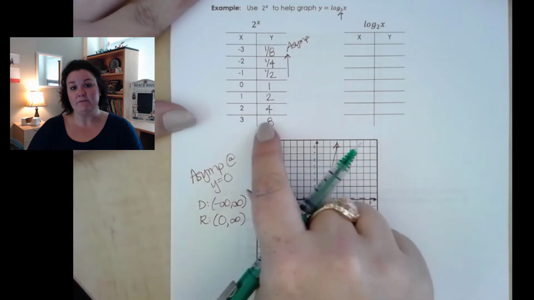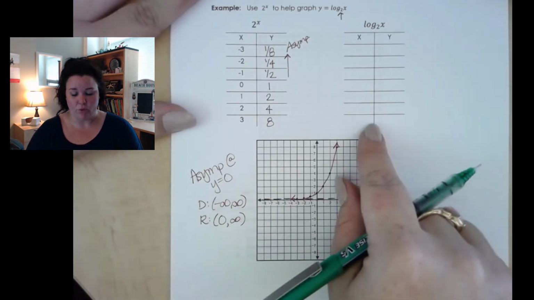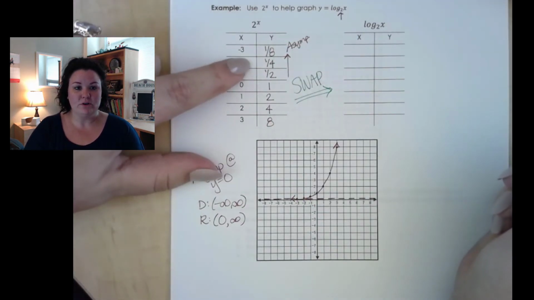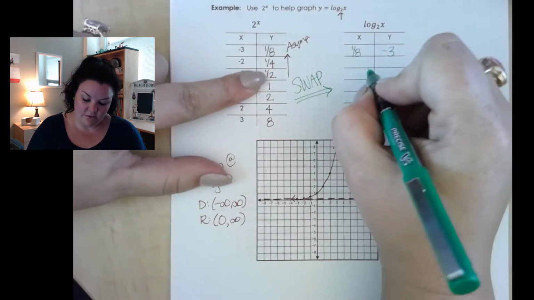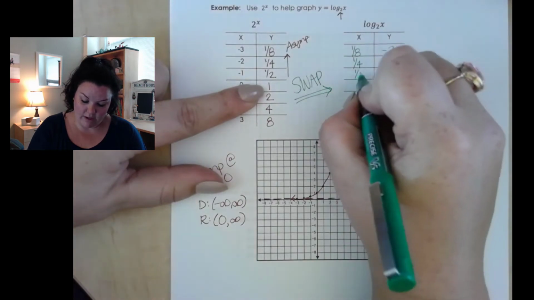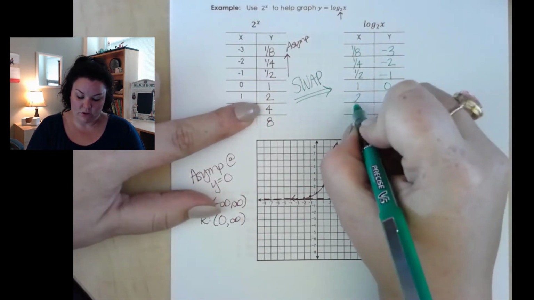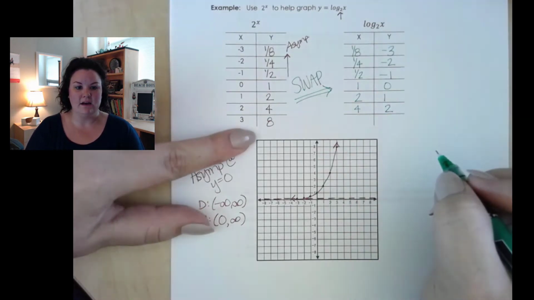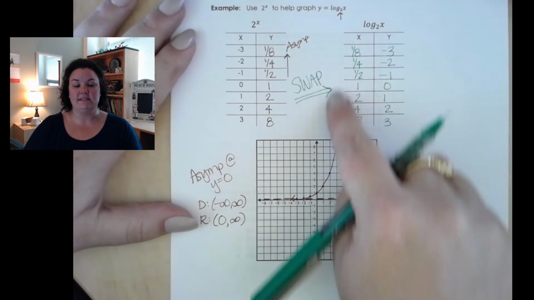So because I know these are inverses, I can go from the exponential form to its inverse function form, the log form, by just swapping all the variables. So when I swap, my first ordered pair, instead of negative 3, 1/8, is going to be 1/8, negative 3. Instead of negative 2, 1/4, we're going to have 1/4, negative 2. Instead of negative 1, 1/2, we're going to have 1/2, negative 1. Instead of 0, 1, we'll have 1, 0. Instead of 1, 2, we'll have 2, 1. And instead of 2, 4, we'll have 4, 2. And instead of 3, 8, we'll have 8, 3. Okay, so now we have a table for our log.